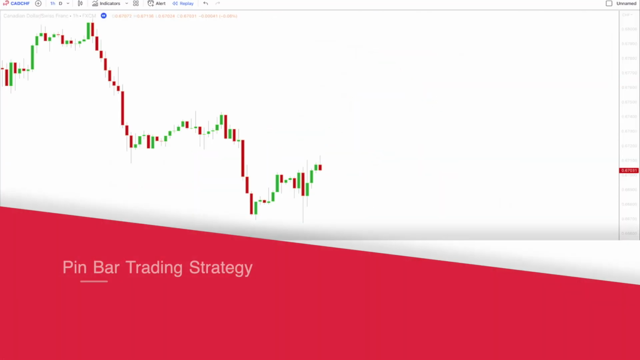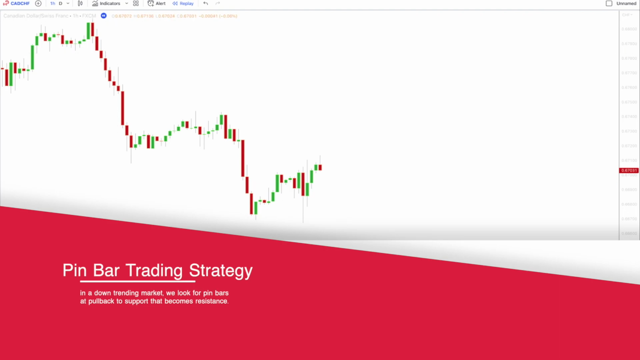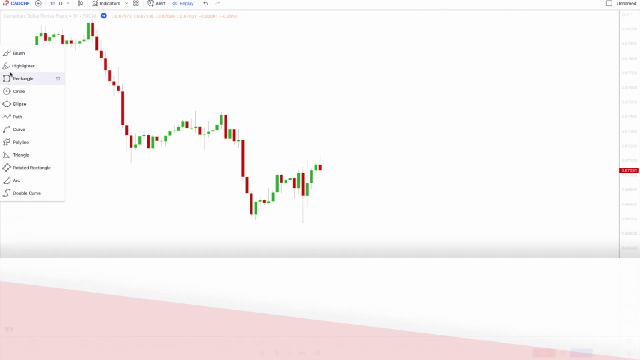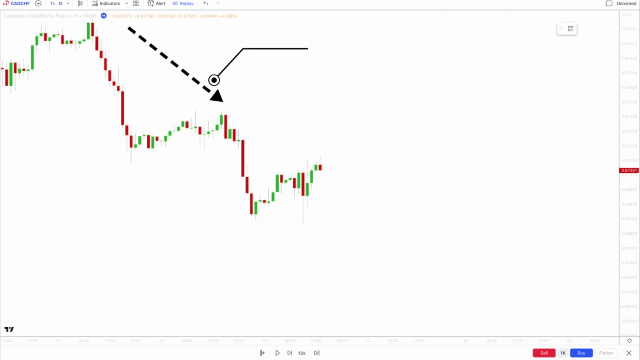In a downtrending market, we look for pin bars at a pullback to support that becomes resistance. As a price action trader, it's important to understand that during a downtrending market, sellers are in control, which means that the best way to profit is by looking for trades that align with the downtrend.